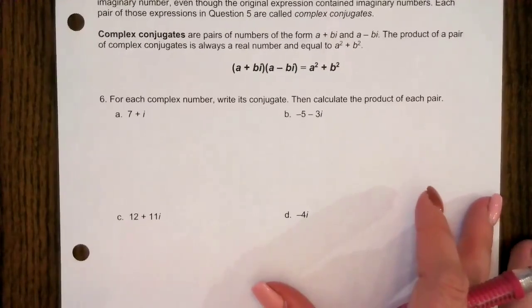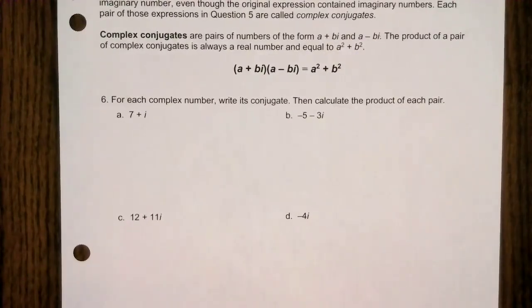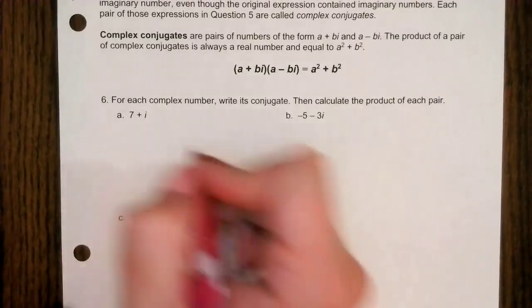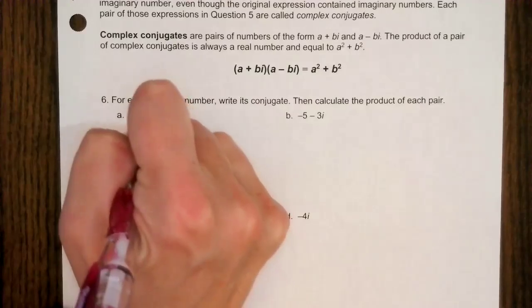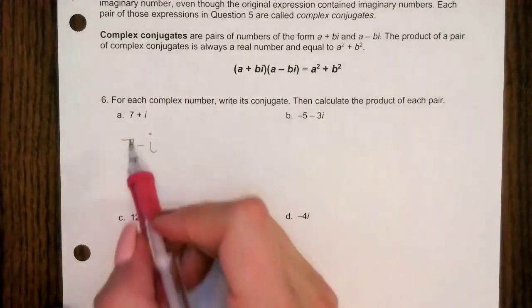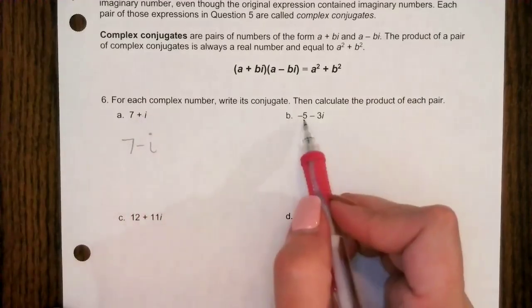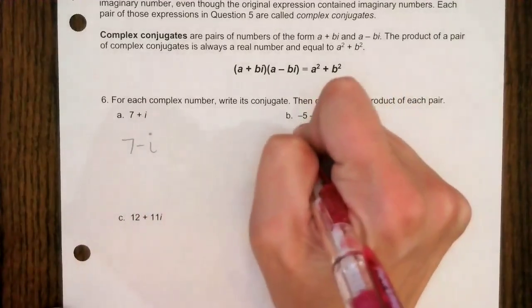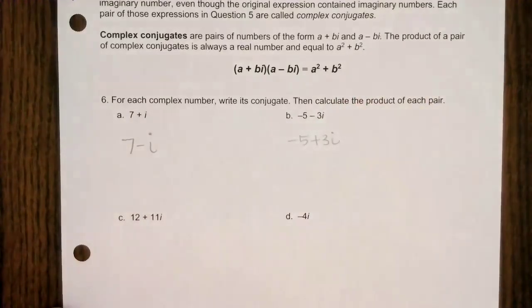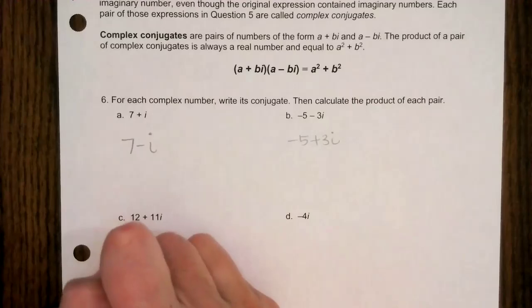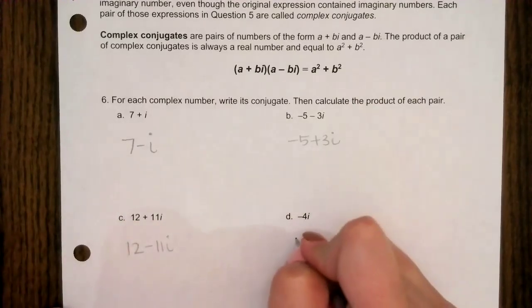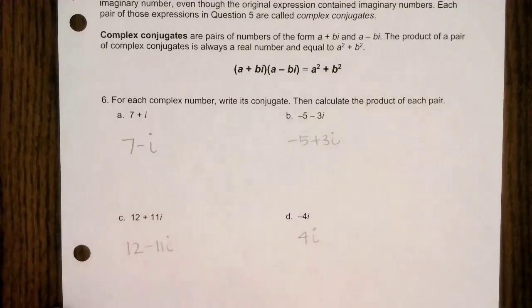So here we're going to look at what our complex conjugates are. We will use those in pre-cal, so you want to understand what a complex conjugate is. If you have a 7 plus i, its conjugate would be 7 minus i. You are only changing the sign of the i. So something like this, where it starts with a -5, that -5 is going to remain, but it's going to turn into plus 3i there. And then this would be 12 minus 11i. And a negative 4i would be a positive 4i.